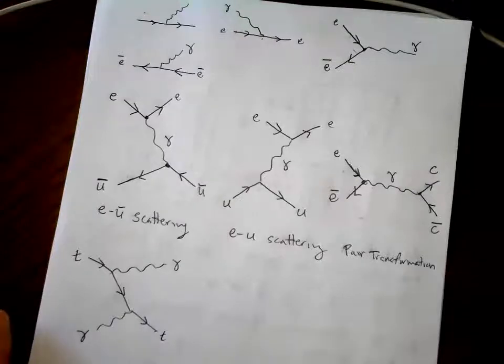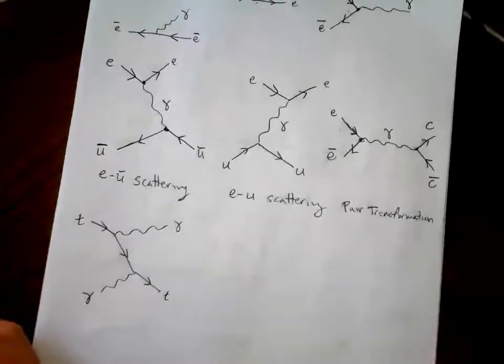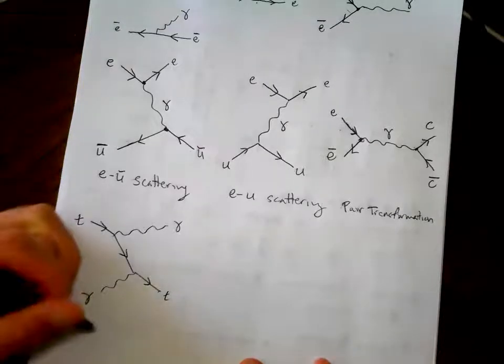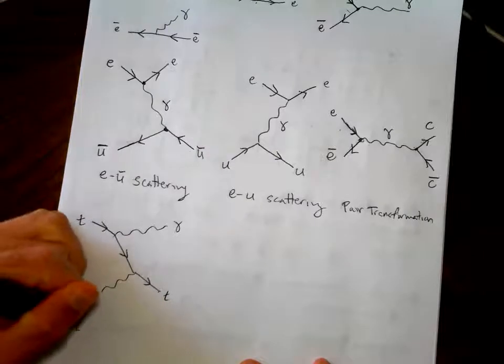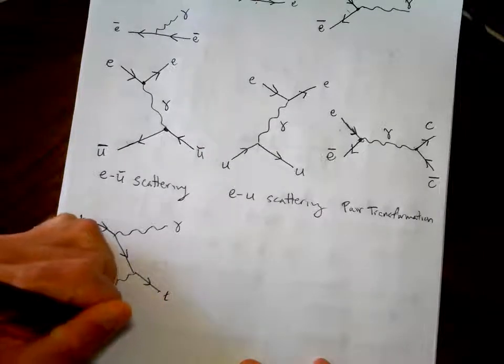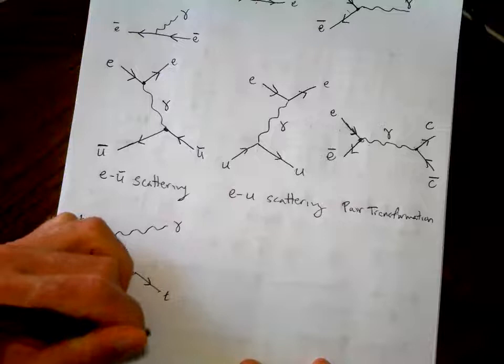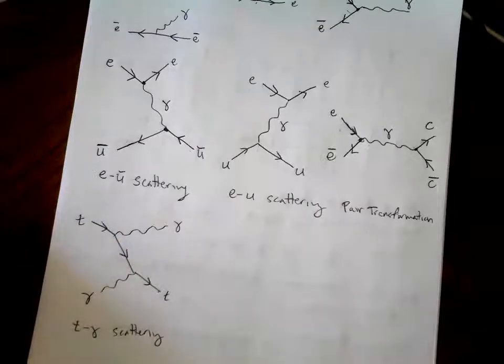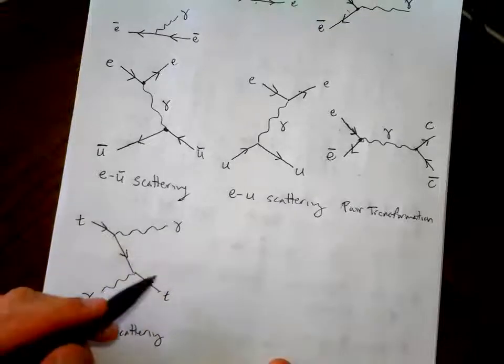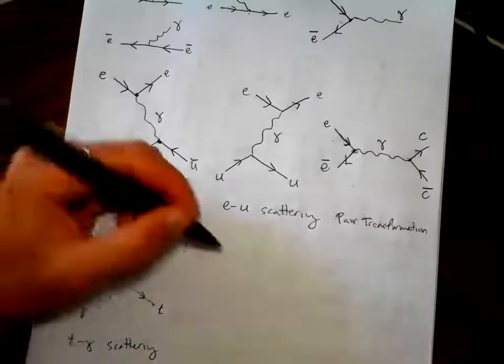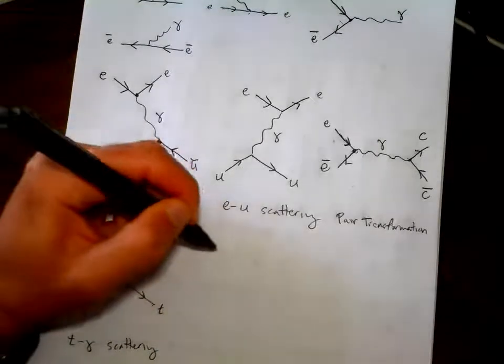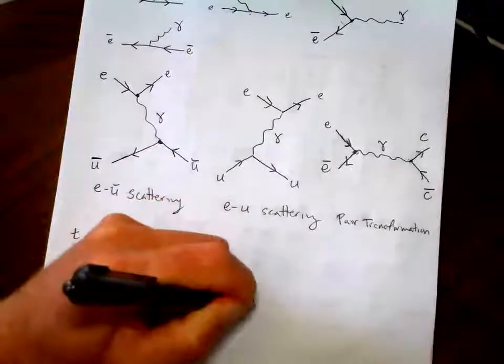So this is a photon and top quark basically bouncing off of each other. So this is called top quark photon scattering. Here's another one. It's kind of cool. I like this one a lot.